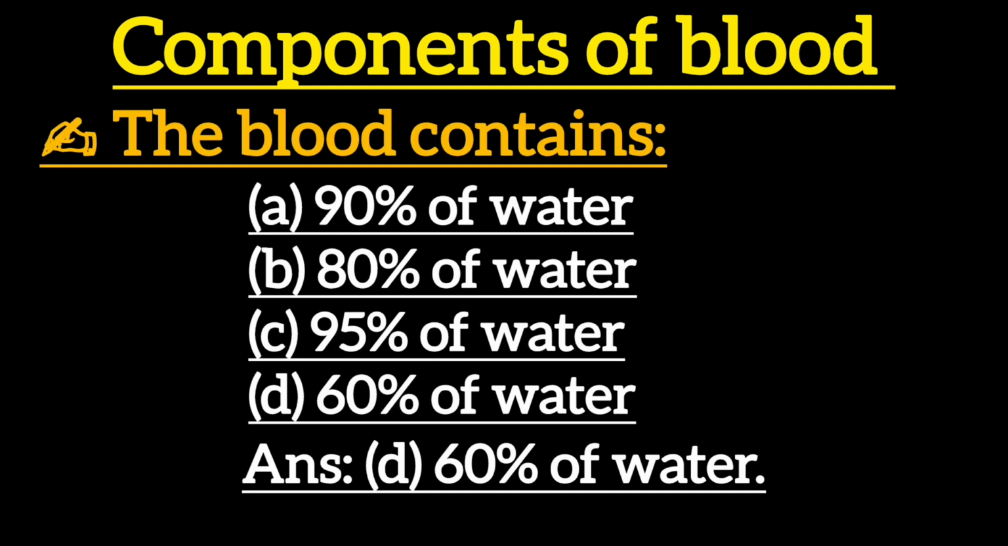Next one is the blood contains option A 90% of water, option B 80% of water, option C 95% of water, option D 60% of water. Correct answer is option D 60% of water.